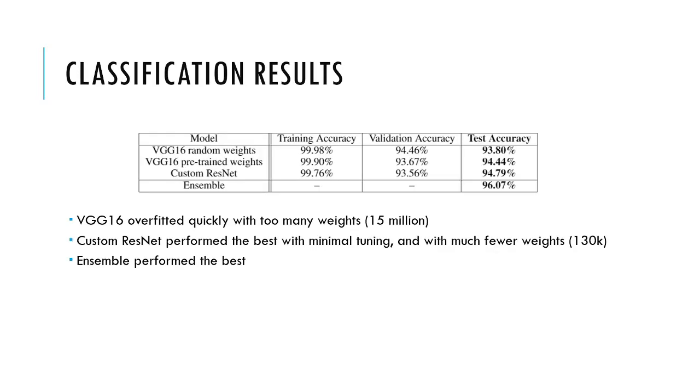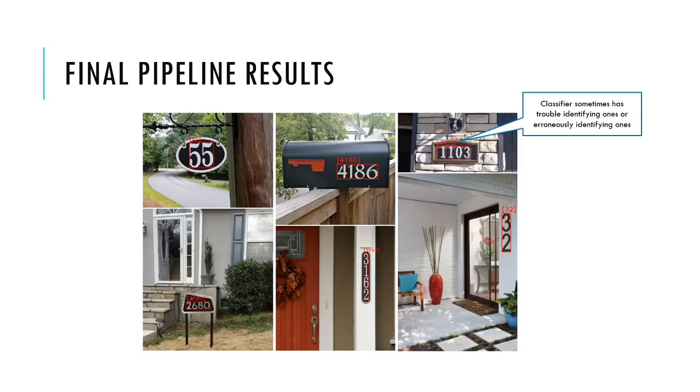So in terms of results, the custom model produced the best result, even with a lower number of weights, at 130K versus the 15 million of VGG, and then the ensemble of the 3 produced the best. In terms of final pipeline results, it was fairly robust to scale, rotation, and lighting.